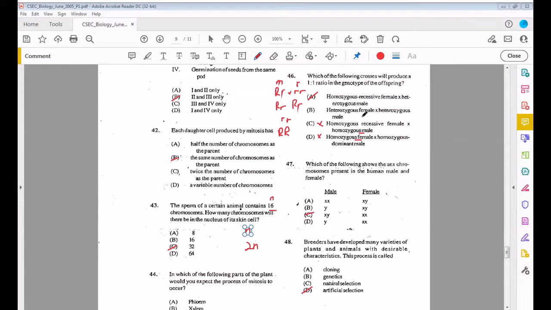Remember from the previous video, I think it was 2004, where I was explaining that anytime we have two heterozygous parents, we always get that 1-to-2-to-1 ratio for the genotype. And if we're looking at a phenotypic ratio, what we are going to get is a 3-to-1.